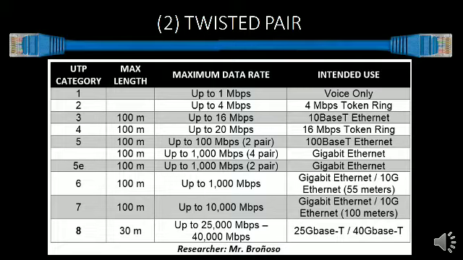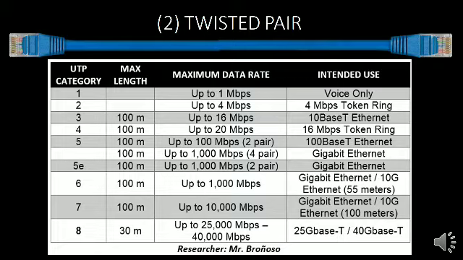5. 100 meter, up to 100 Mbps or 2 pair, 100 base T Ethernet. Next, 500 meter up to 1000 Mbps or 4 pair, Gigabit Ethernet. 5E 100 meter up to 1000 Mbps 2 pair, Gigabit Ethernet. 6. 100 meter up to 1000 Mbps, Gigabit Ethernet or 10G Ethernet 55 meters.